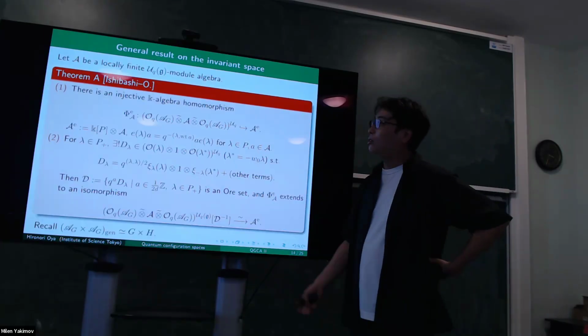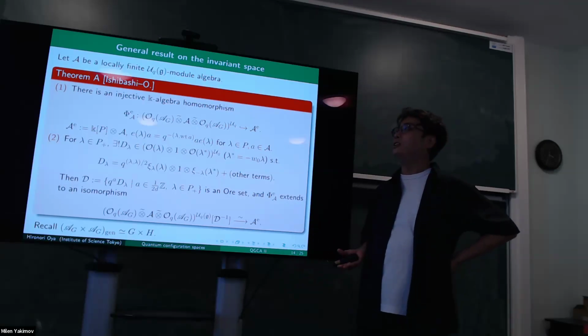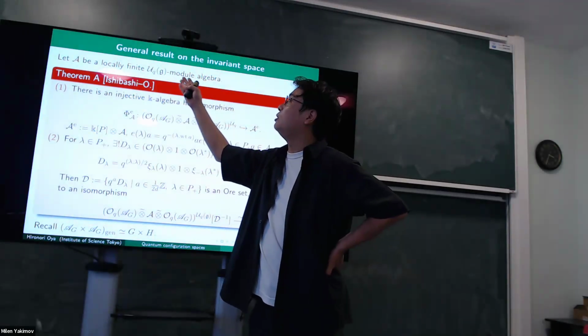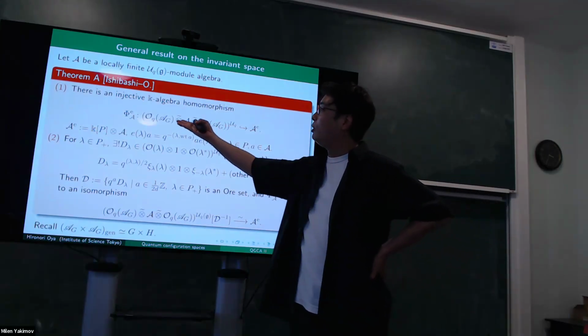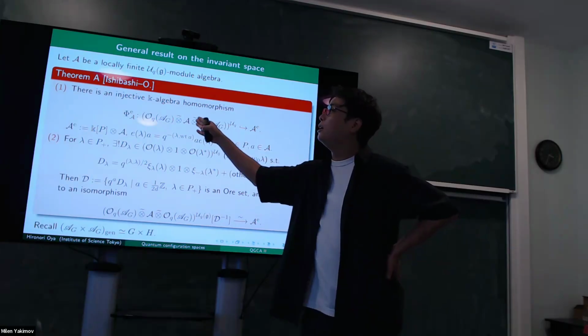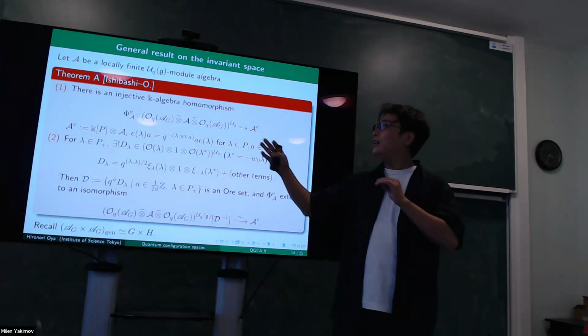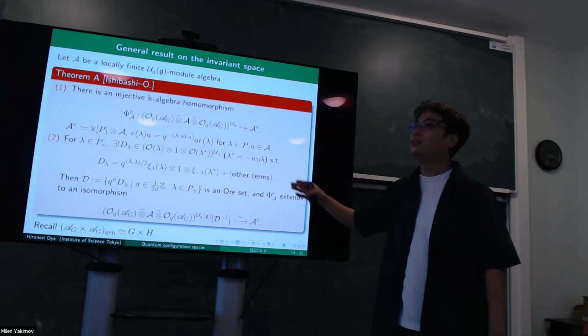And our first theorem is this one. This is actually very general. We take a locally finite UQG modular algebra A, and we consider this kind of algebra. We sandwich this modular algebra by OQAG, take a braided tensor product, and take the invariant part.